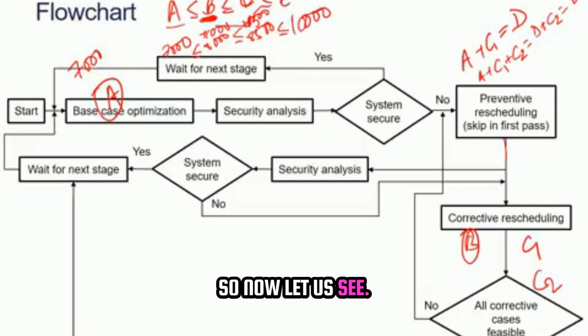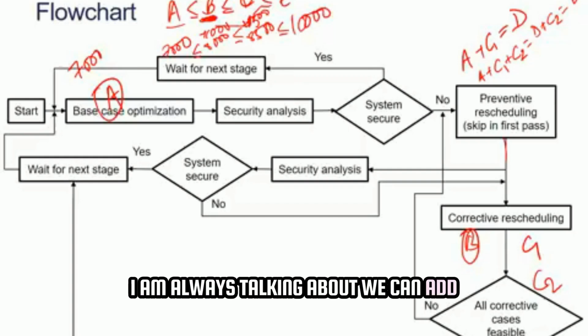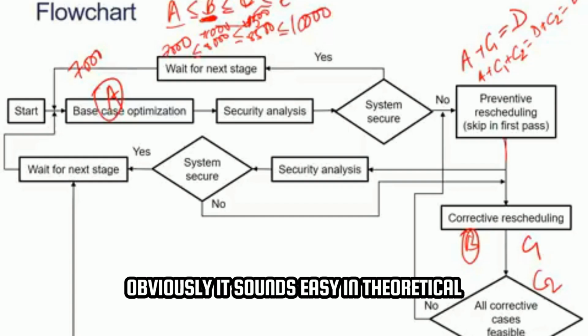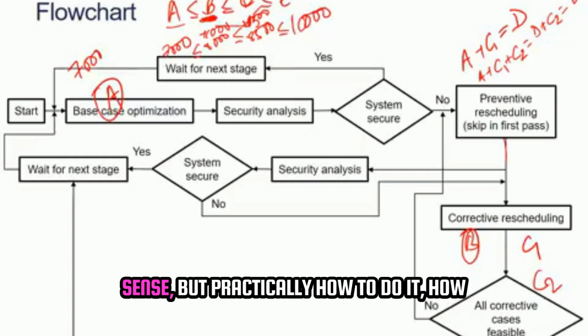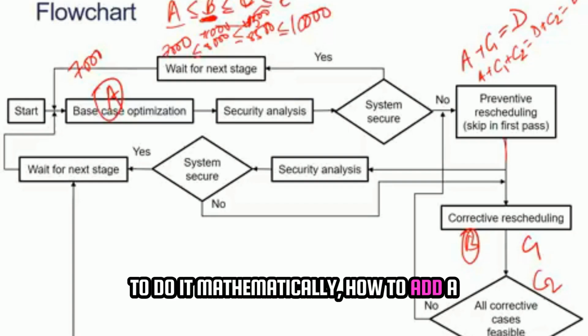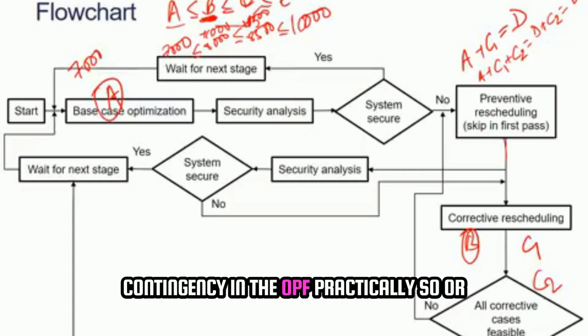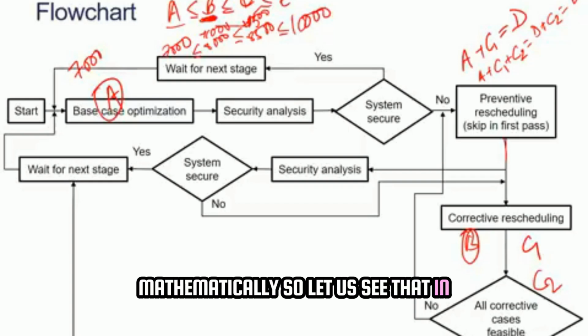Now let us see. I'm always talking about how we can add these contingencies in the base case OPF. Obviously, it sounds easy in a theoretical sense, but practically, how to do it? How to do it mathematically? How to add a contingency in the OPF practically, or mathematically? So let us see that in today's lecture.